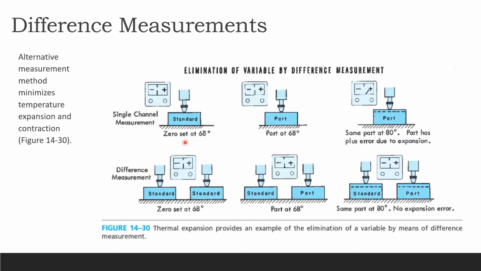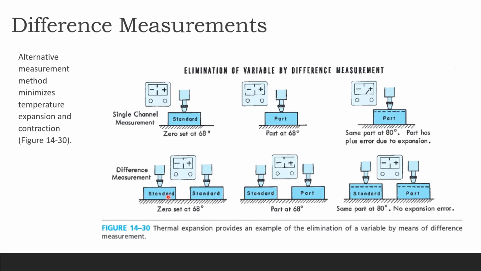So here, when you look at it, you're going to see the zero set at 68 degrees. Okay, so we have our single channel measurement right there, and then you have your part, the temperature is 68. Now the same part, the temperature is going up to 80, so the part has plus error already. To do expansion, every time we come to the plus error, that's your reading error. Minus error is in the instrument.